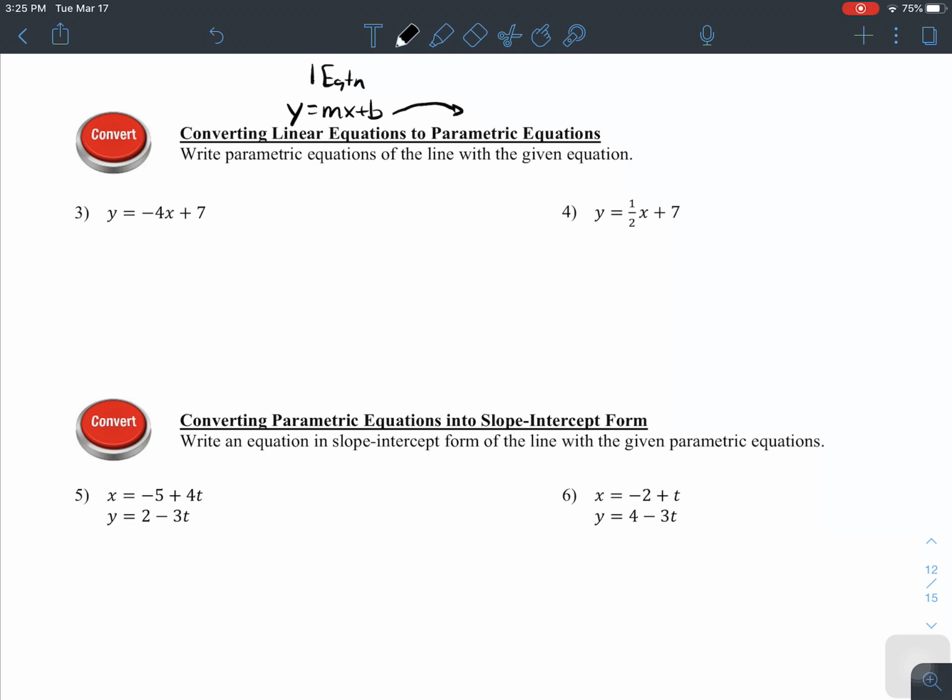Now that's a little bit harder because a parametric equation is x equals something with time and y equals something with time. Well, we'll count those. That's 2 equations. So we're trying to take one equation and we're trying to create 2 equations. One that says x equals something with time on the right hand side, and one that says y equals something with time on the right hand side.